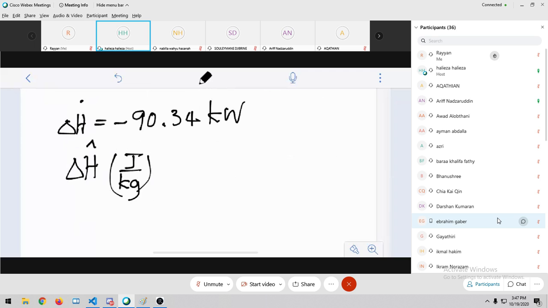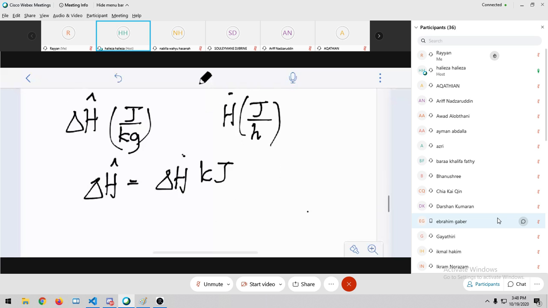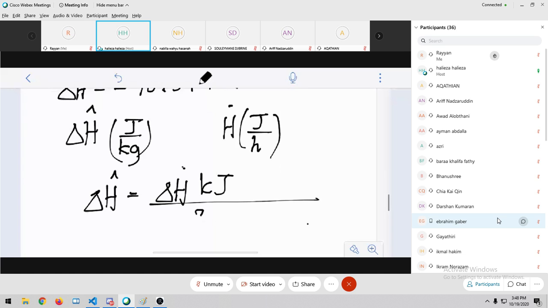Yes. And the rate is joules per, for example, hour. So you have to get it in terms of kilogram. So let's look at what we have. We have delta H in terms of kilojoules per second. In order to get joules per kilogram, what do we have to do? The unit kilojoules per second is kilowatt.